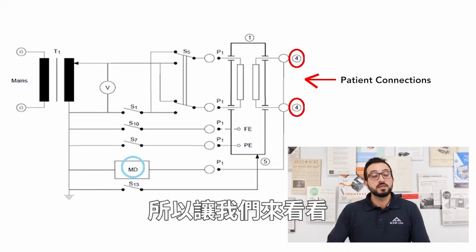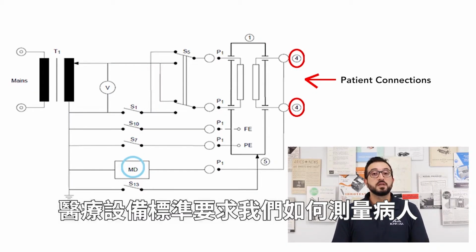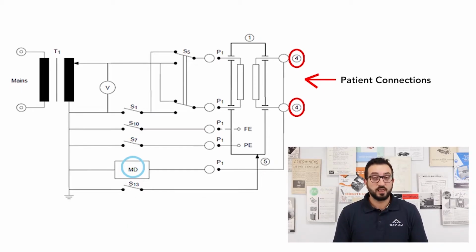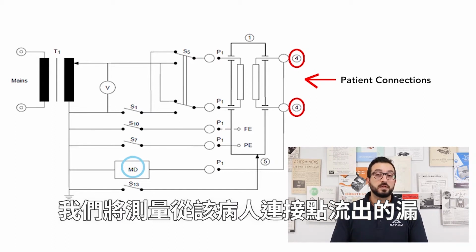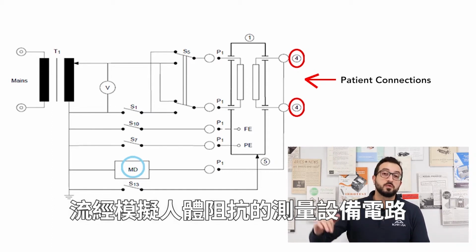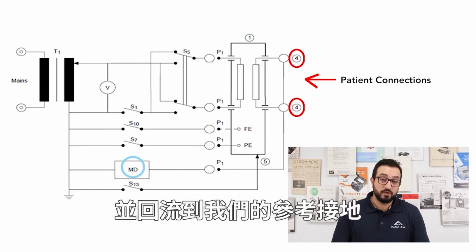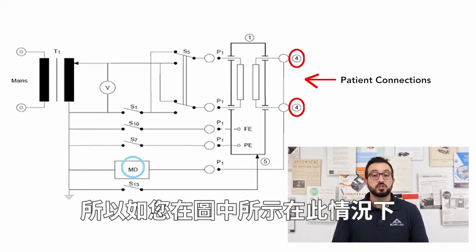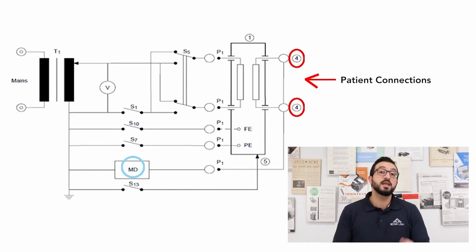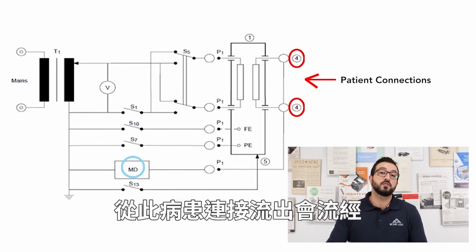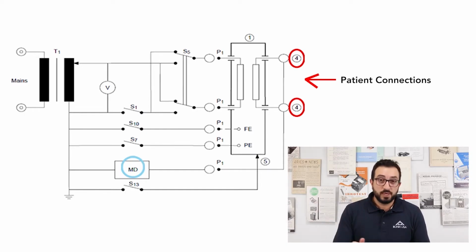Let's take a look at how the medical device standard requires us to measure patient leakage. In doing so, we're going to take a look at two different examples. The first one is for a single patient connection, and we're going to measure the leakage current flowing from that patient connection through the measuring device circuit, which is simulating the human body impedance, and back to reference or ground. As you can see in the image, in this case, the measuring device circuit is placed between the patient connection and the low side of the power supply.